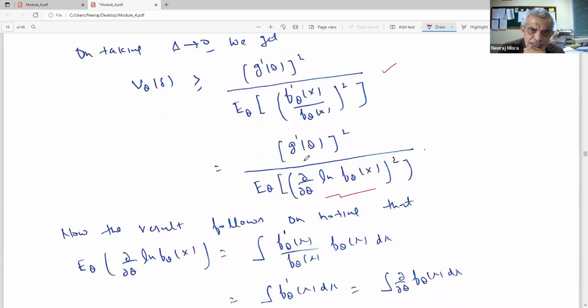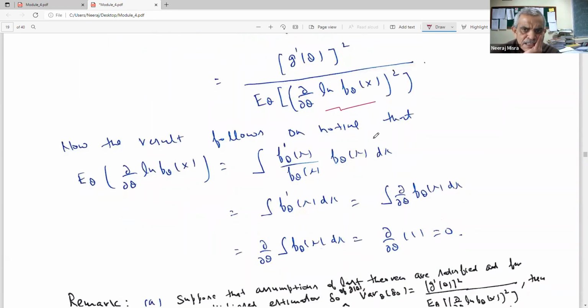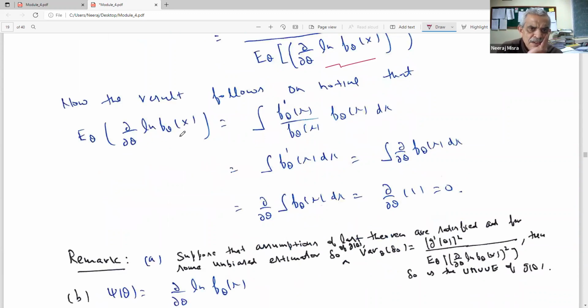So I have to show that this is the same as variance of del by del theta of log f theta x. That would be the case if the expected value of del by del theta log f theta x is 0. So let's consider what is the expected value of del by del theta log f theta x, which is f theta prime x by f theta x into f theta x dx, which is the integral of f theta prime x, the derivative of f theta x with respect to theta. But I've assumed those regularity conditions hold. That means the derivative and integral signs can be interchanged. So this comes outside and becomes the derivative of the integral of f theta x dx. But this quantity is 1 because it is a density. So that becomes zero.